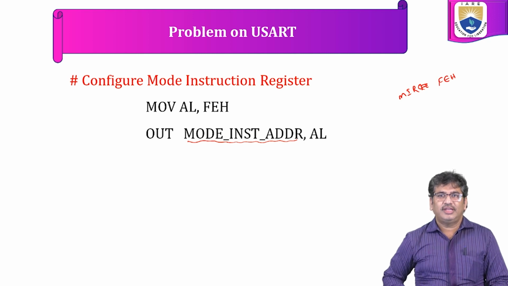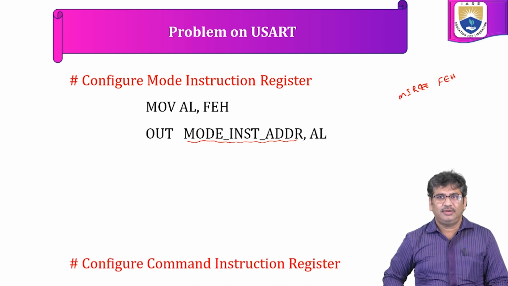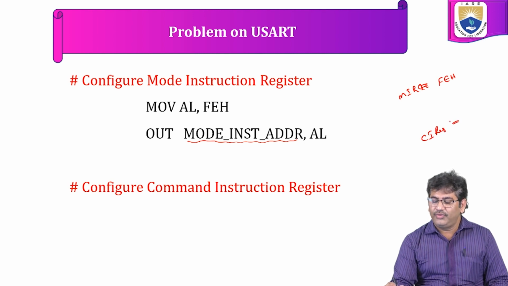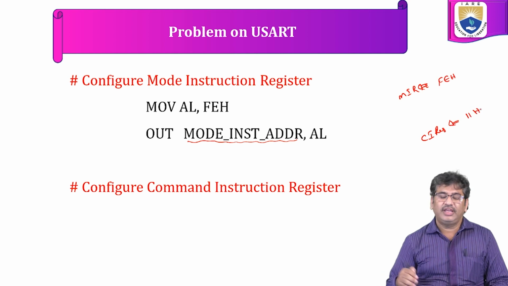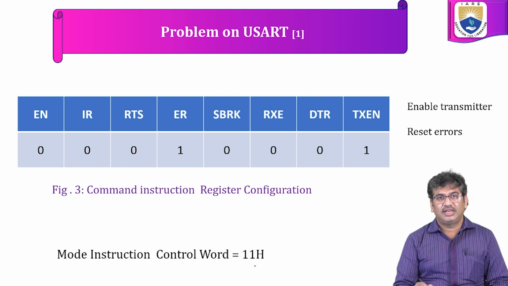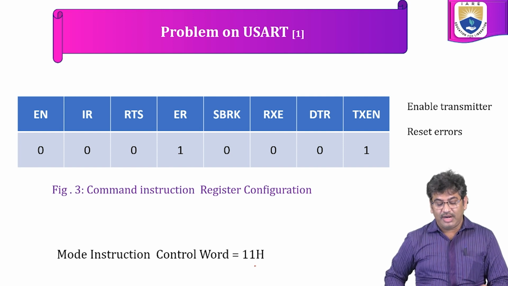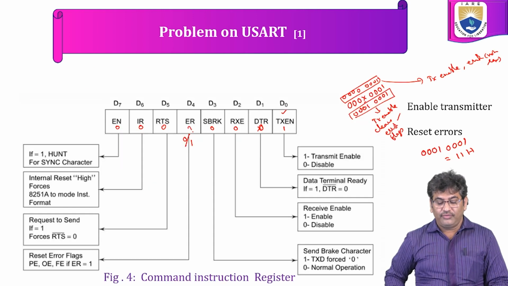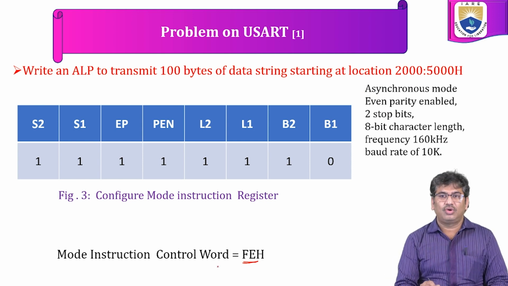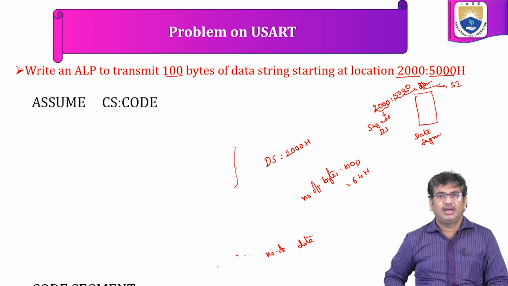The second step is we have to configure the command instruction register. For that, we have to write the value 11H, as we have seen earlier. This is 11H for the command instruction control word, whereas FEH is for the mode instruction control word. So these two values we are updating.